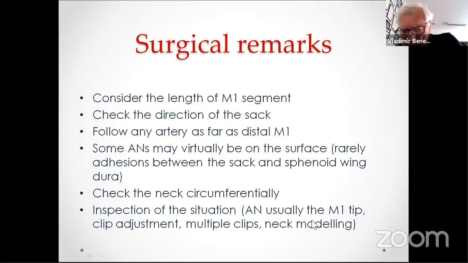That's what I've been saying, that sometimes you need several clip adjustments, changing the clips, multiple clips. Middle cerebral may be quite complex aneurysms. On the other hand, the more clip adjustments, the more you call for complications. So once you have to be satisfied and once you have to be done with your aneurysm clipping, don't overdo that.